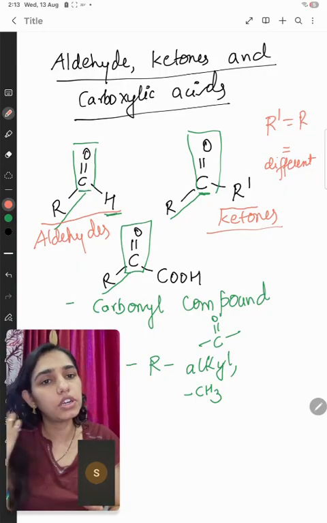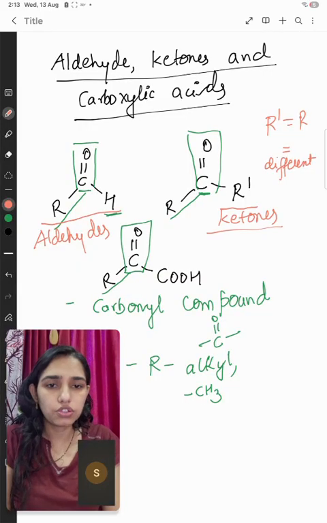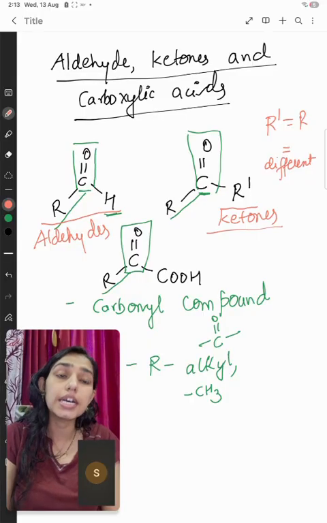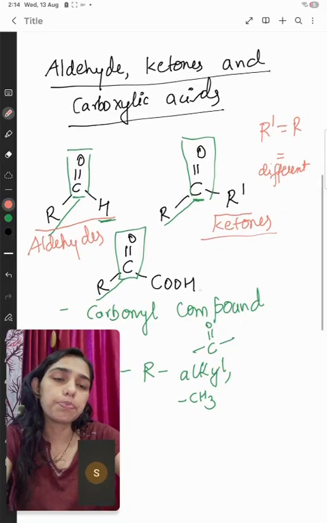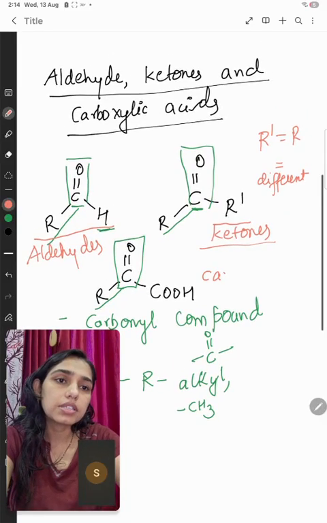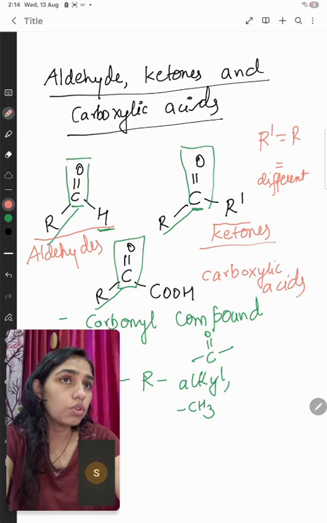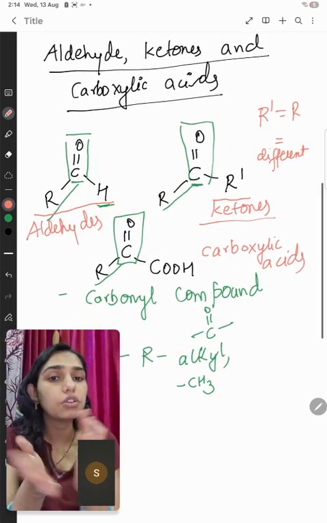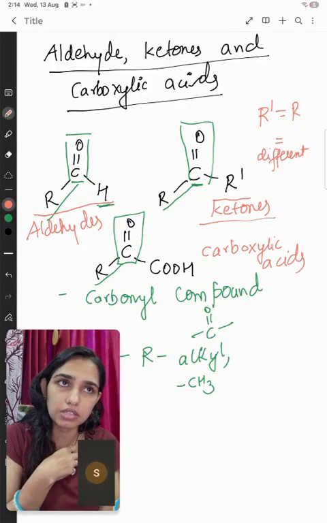And the third one, when the fourth position is filled with COOH, we know in organic compounds, whenever COOH comes, it is an acid. So this is a carboxylic group. These are called carboxylic acids. So now we know the similarity between aldehyde, ketones and carboxylic acid, and the difference between them.